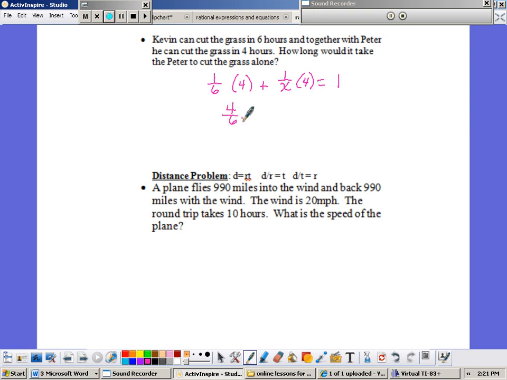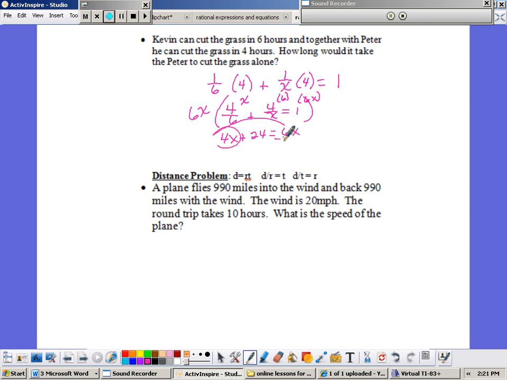So the x this time is Peter's time. So I have 4 over 6 plus 4 over x equals 1. I can reduce if I want, but I'm just going to put the 6x out front. This picks up an x, this picks up a 6, this picks up a 6x. So I have 4x plus 24 equals 6x.